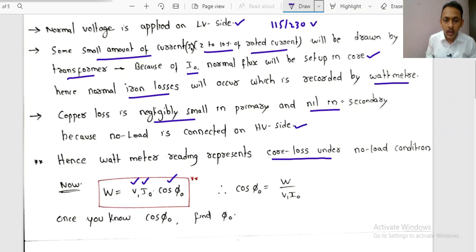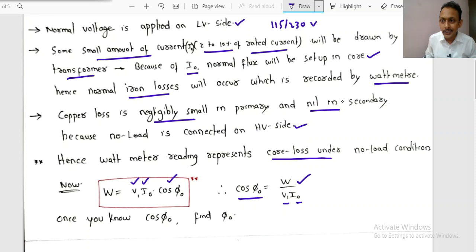Now if we equate V1 I naught cos phi naught to the wattmeter reading, we can easily calculate cos phi naught. We know the wattmeter reading, we know the voltage applied, and we know the current drawn, as read by the ammeter.